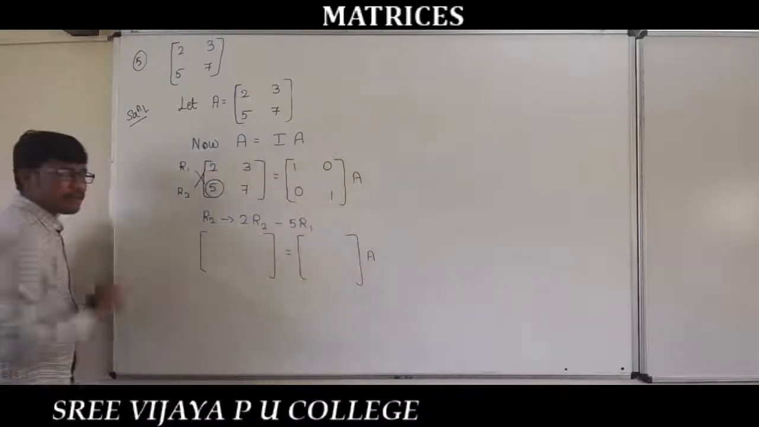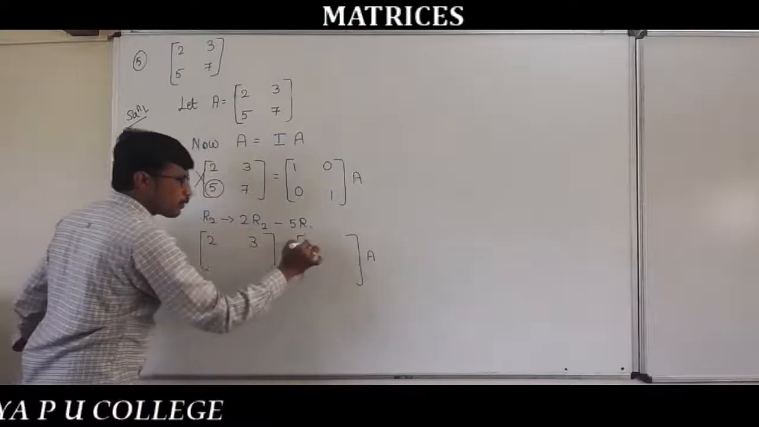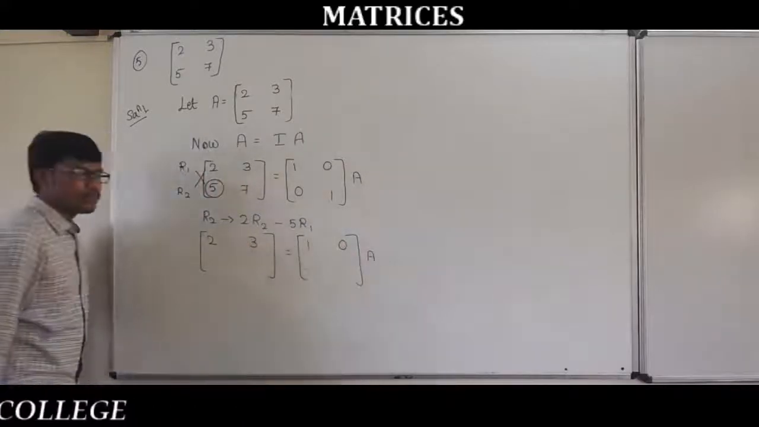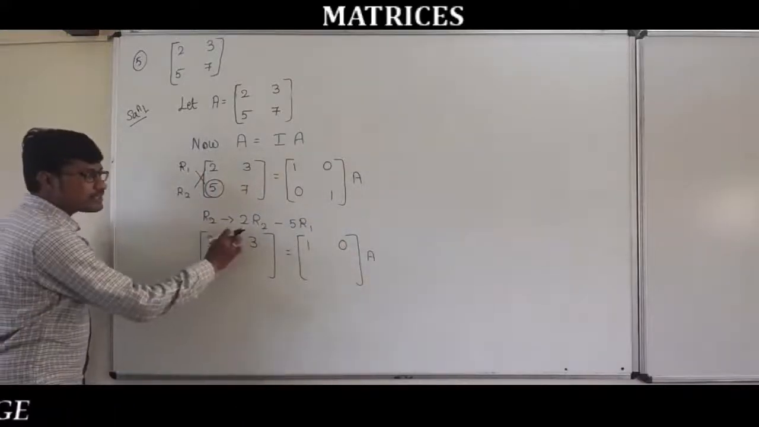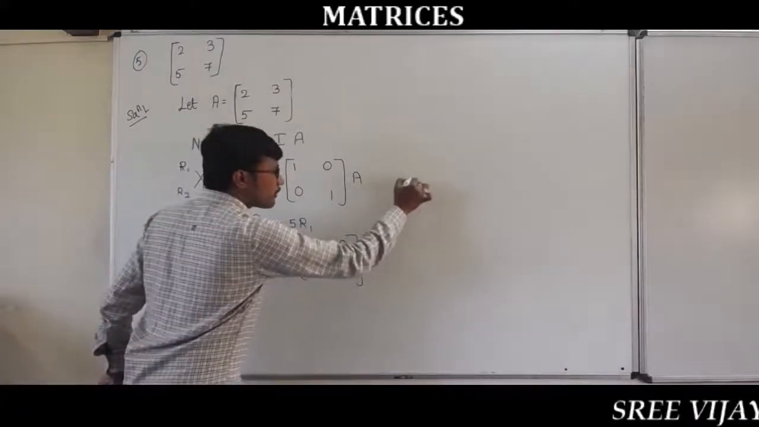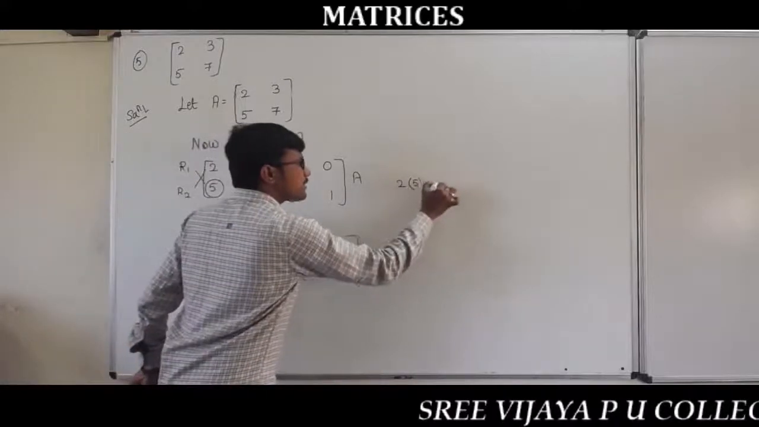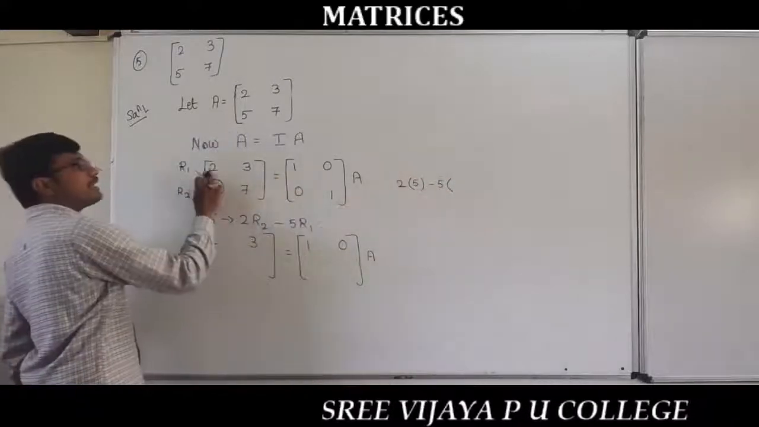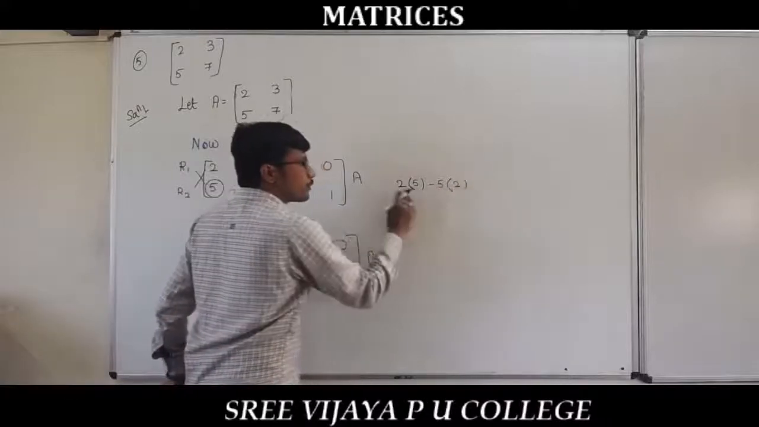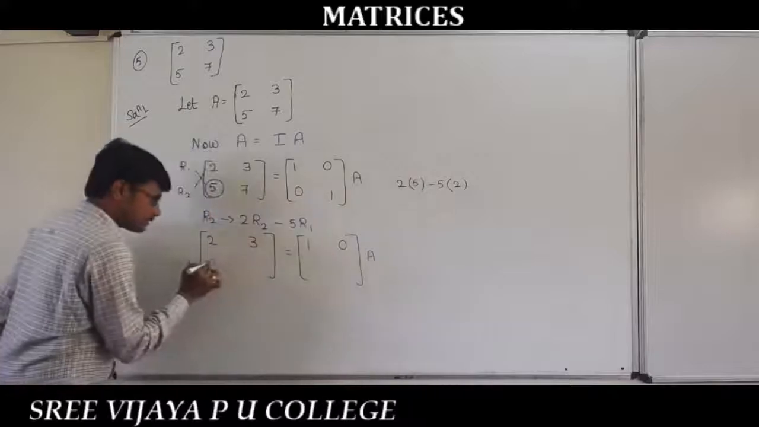Okay. R1 as it is, right? 2, 3, 1, 0. It is R1. R2 can be changed as 2 times R2 minus 5 times R1. So 2 times, what is R2? 5, minus 5 times, what is R1? It is 2. 2 5s are 10, 5 2s are 10. 10 minus 10 is 0.